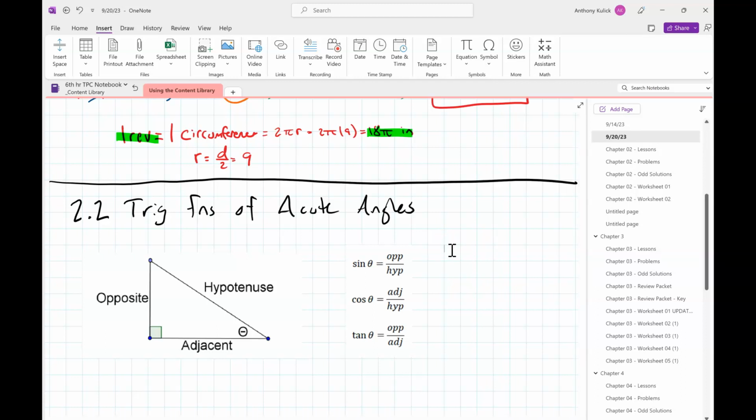Now, have you ever noticed that, hey, Mr. Kulik, there's 3 other ratios that I could write here? Why isn't hypotenuse over opposite something? Or adjacent over opposite? I can make that ratio. Why didn't we make that into a trig function? Guess what? We did! You just didn't hear about it yet. So let's write down what those are then.